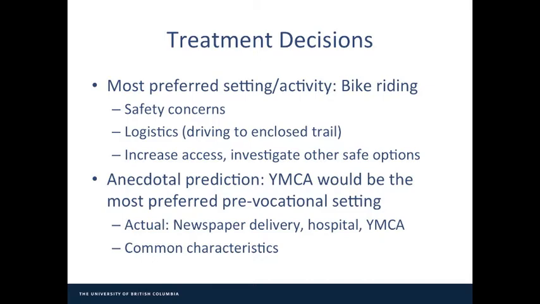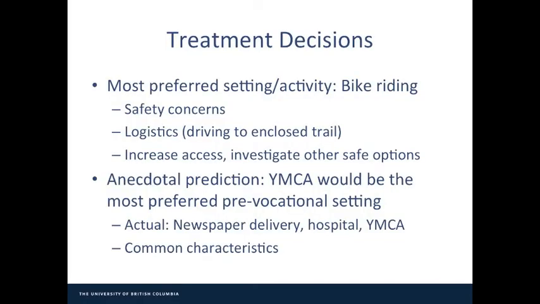on the road. However, there is a paved trail in his community that he can ride his bike on that's enclosed and is safe. Because it is a bit of a drive away from his home though, he doesn't get to access it super frequently. So one of the things that came out of this assessment is bike riding is his most preferred activity, so we gotta find a way for him to access that a little bit more often.